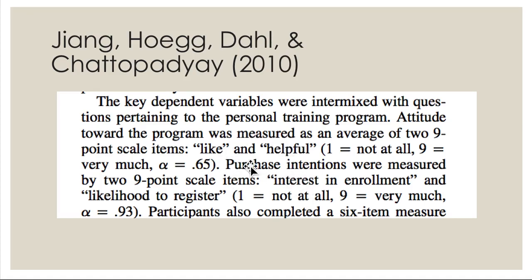So, okay, purchase intentions were measured by two 9-point scale items. So there was only two items for this, right? So typically we like to see bigger scales with more than just two items anyway. But here the reliability was really good, right? So 0.93 is a lot better than 0.65. But this is something the researchers are supposed to report, and the way they measured things, they're supposed to report this so we can judge the quality of the research.